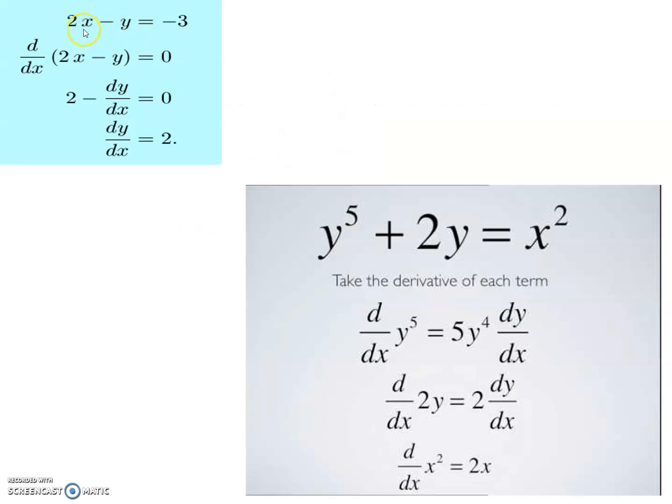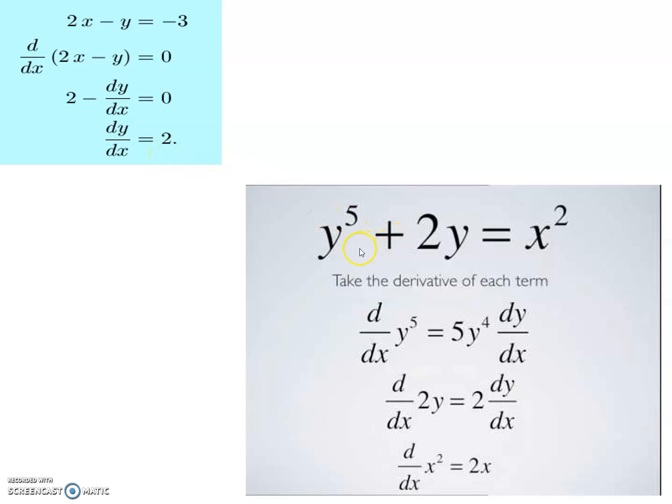For example, 2x minus y is equal to minus 3. We know that the derivative of 2x is 2, the derivative of y is 1, but dy by dx we have to write. The derivative of a constant is 0. Therefore, shifting 2 to the right hand side, we get dy by dx is equal to 2.